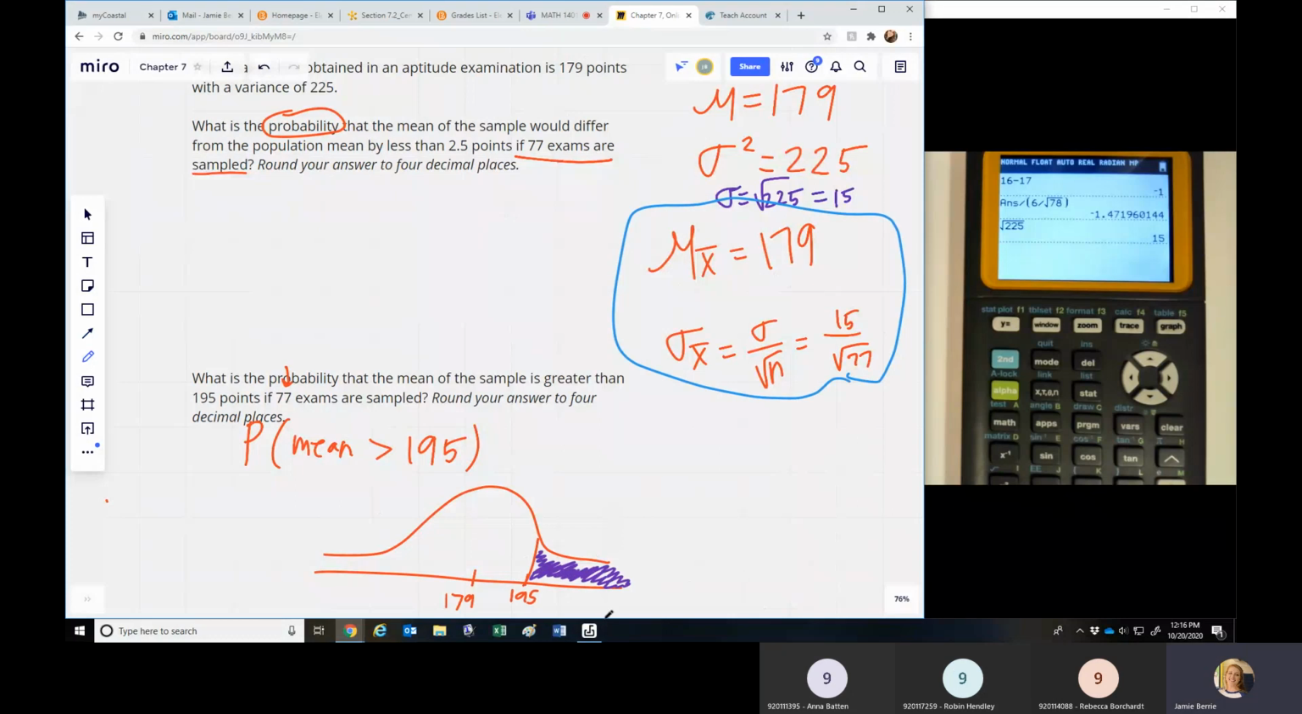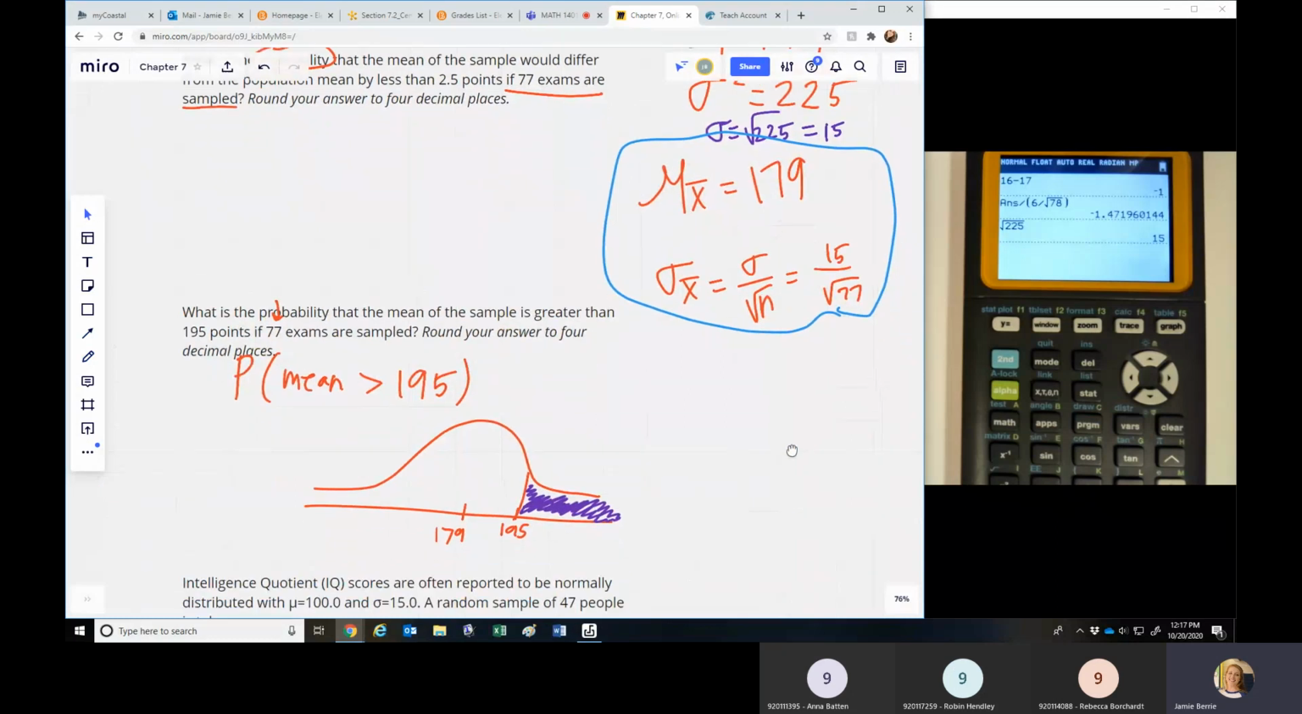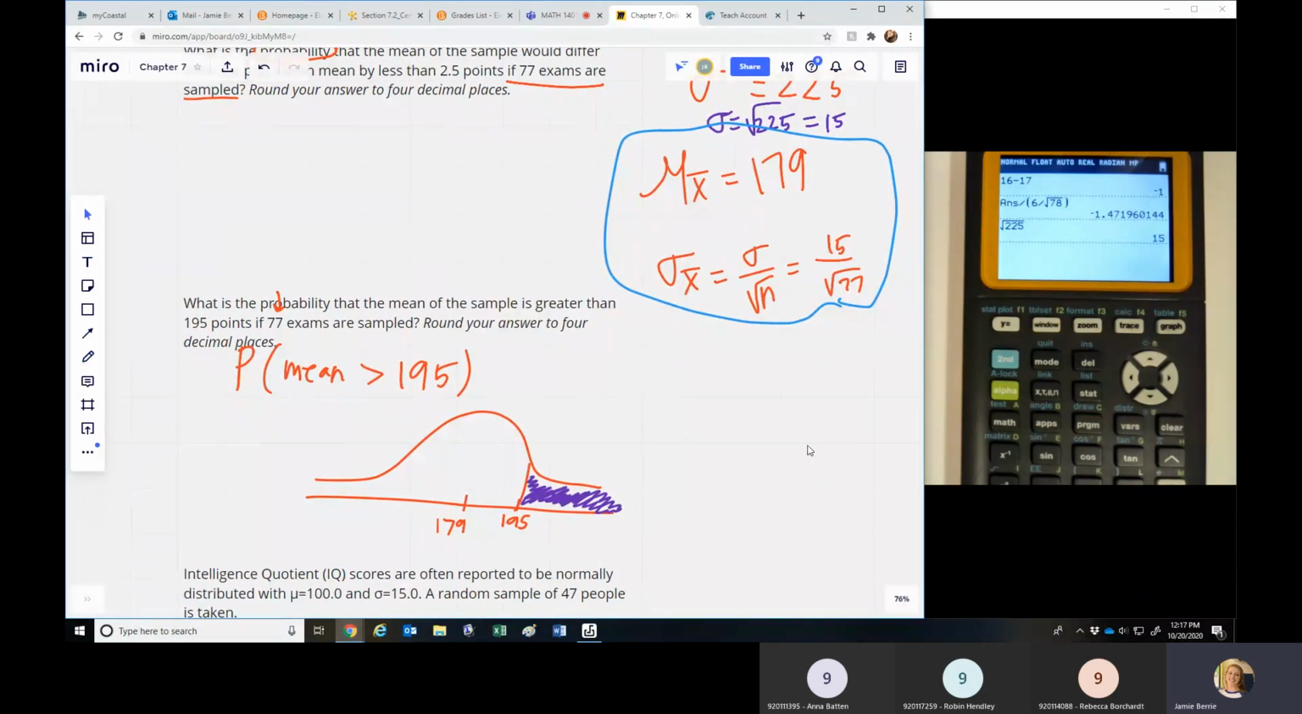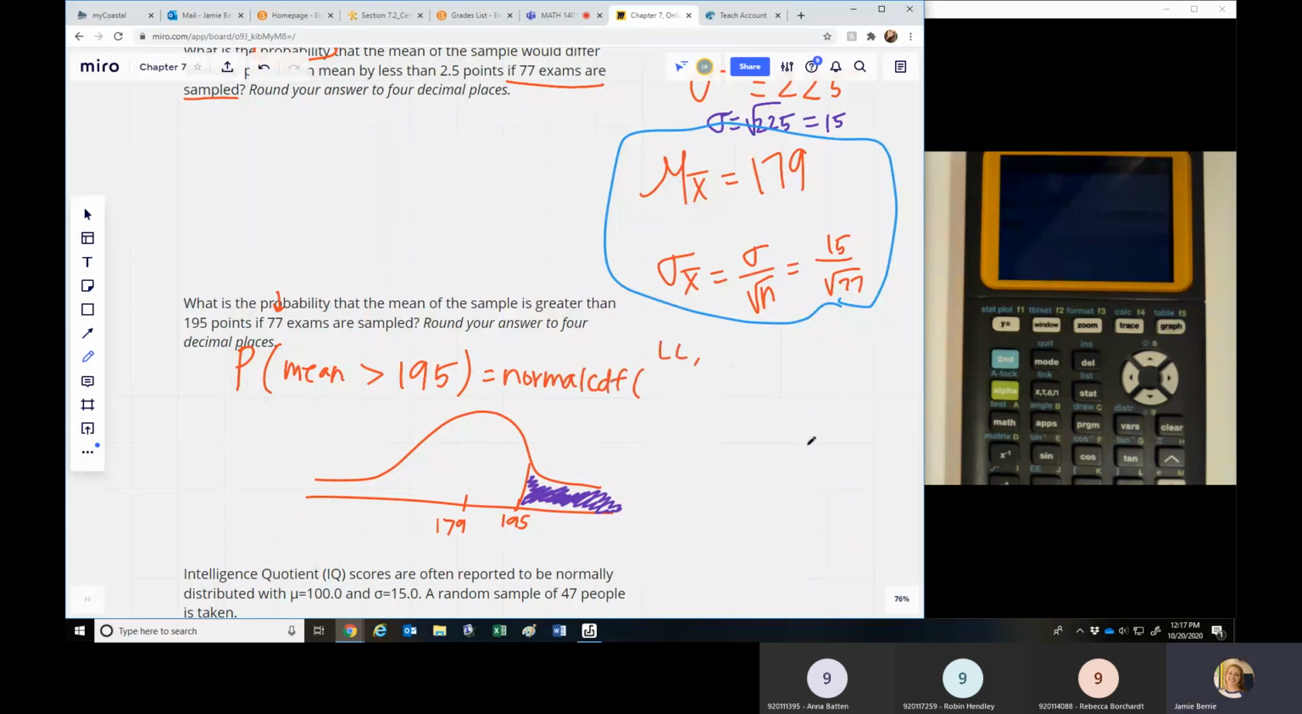All right, but how do we calculate the area under the curve, or the probability, when we're working with a normal distribution? You remember we just used that normal CDF function in our calculator. So we're going to do normal CDF. Remember, it goes lower limit, upper limit, mean, standard deviation.